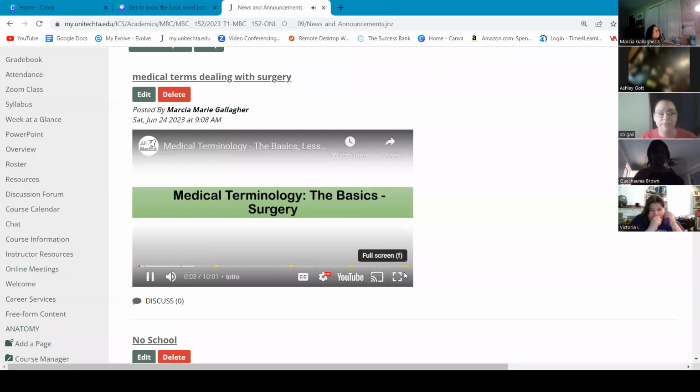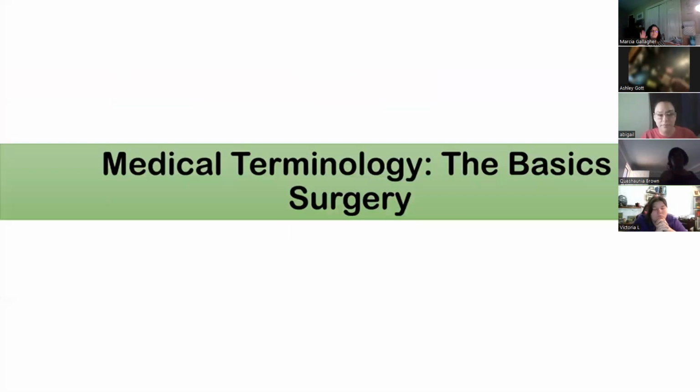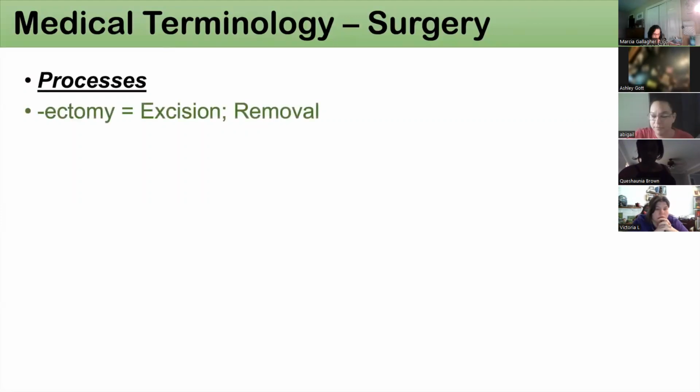For learning about medical terminology for surgery, we're going to look at different prefixes and suffixes that relate to surgery and other surgical processes. To begin, we're going to specifically start looking at surgical processes. The suffix ectomy means excision or removal. So you can think of ectomy, excision. Splenectomy is a word that means removal of the spleen.